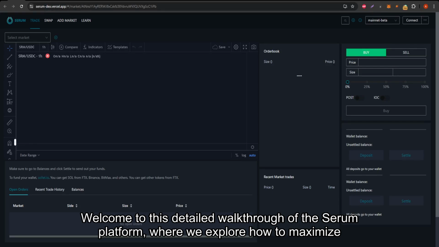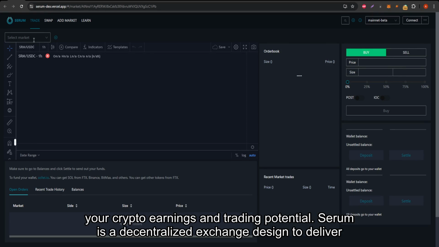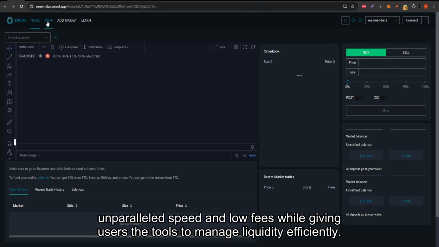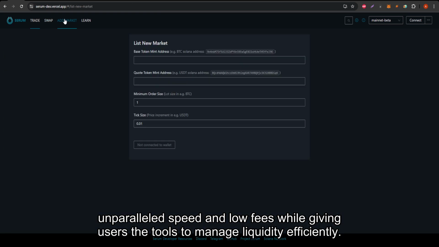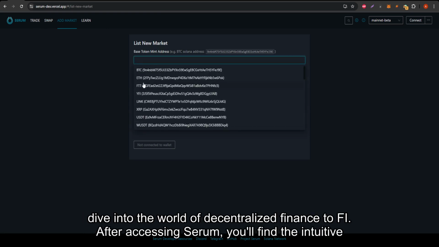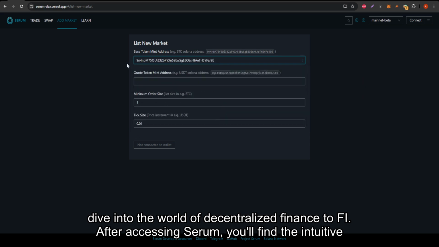Welcome to this detailed walkthrough of the Serum platform, where we explore how to maximize your crypto earnings and trading potential. Serum is a decentralized exchange designed to deliver unparalleled speed and low fees while giving users the tools to manage liquidity efficiently. With its user-friendly interface and comprehensive features, Serum is the go-to for anyone aiming to dive into the world of decentralized finance, DeFi.